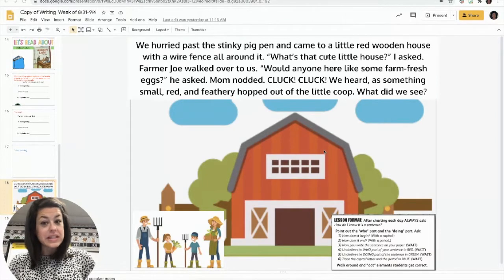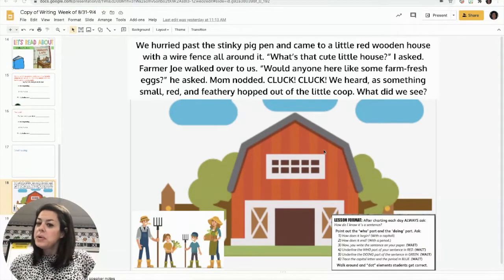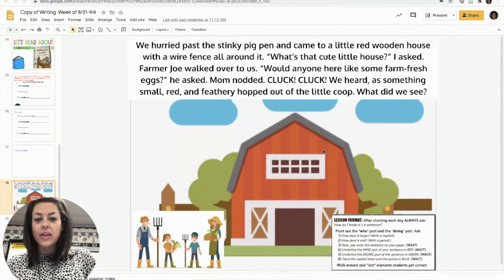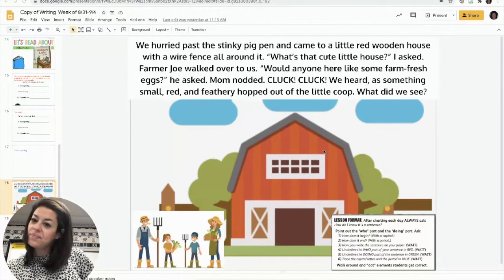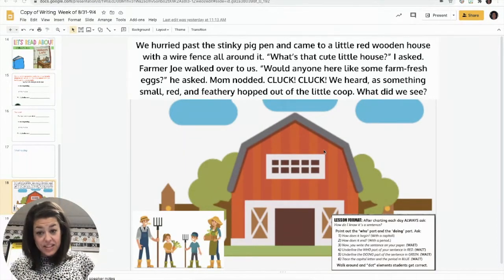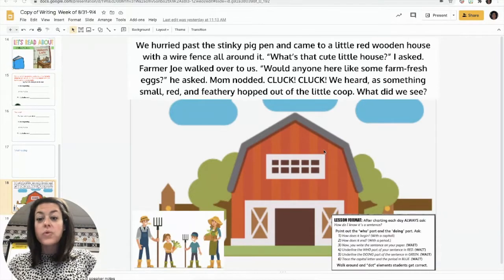What did we see? What would be in a small house with a wired fence and go cluck, cluck, be red and feathery? You're right. It is a hen. So let's create our sentence with the information that we have.